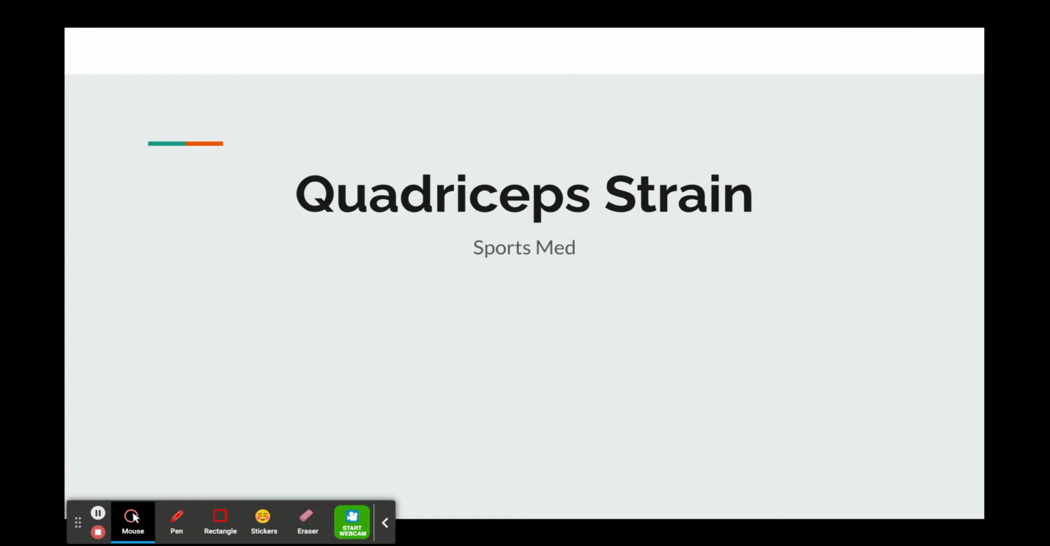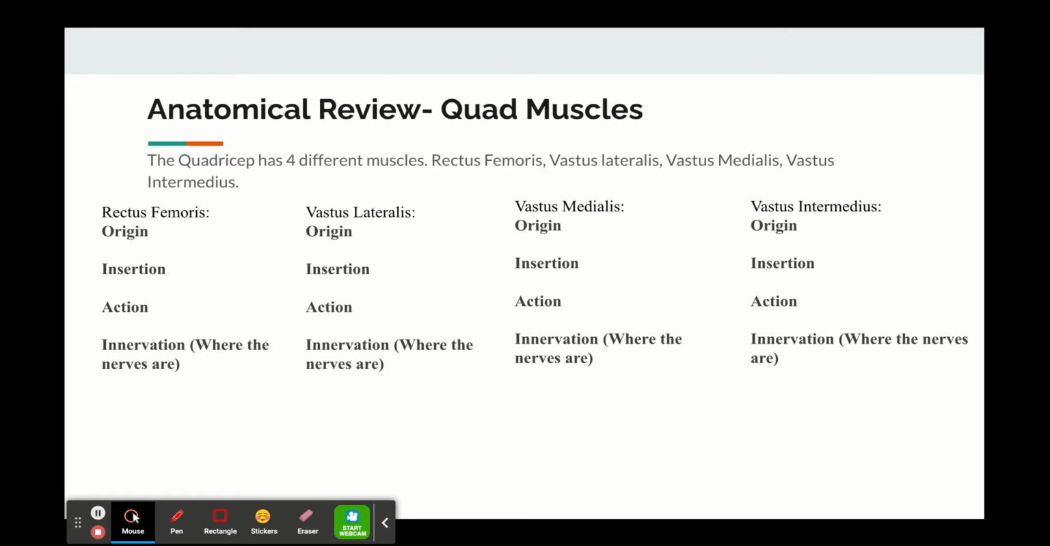All right, so for the sportsman presentation, I decided to do the quadriceps strain. For the anatomical review, the quad muscles, we did this in class, a brief review. The quadriceps has four different muscles. This includes the rectus femoris, the vastus lateralis, the vastus medialis, and the vastus intermedius.